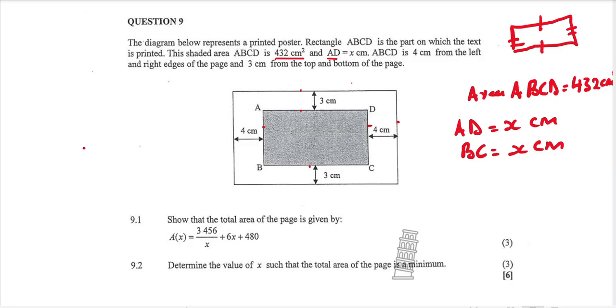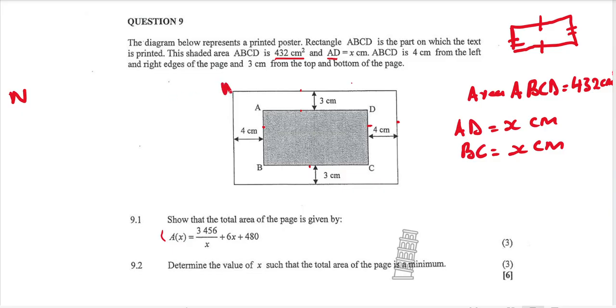Let's go and answer our question. Show that the total area of the page is given by this. Since they gave us the area of the shaded part only, they require us to find the total area for the whole page. Let's name this part W.